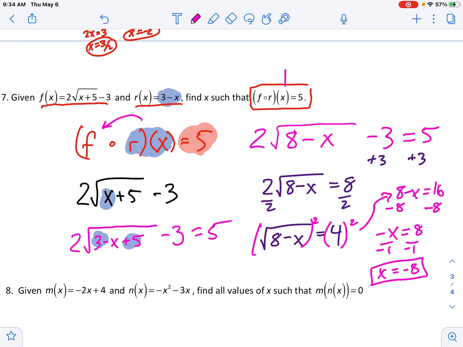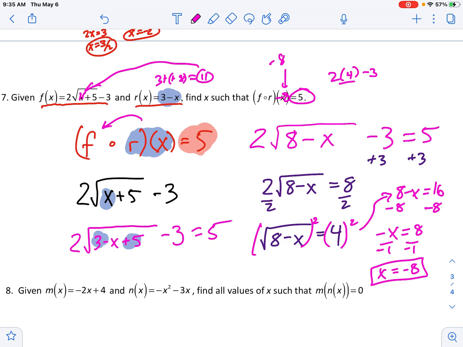So if x was negative 8, then f of r of negative 8 would equal 5. Right? And you could check it. You really could. Try it. What would f of r of negative 8 look like? r of negative 8 would be 3 minus negative 8. 3 plus 8 is 11. And then 11 you'd have to plug into here. So what's 11 plus 5? That's 16. 2 times the square root of 16, which is 4, minus 3. This is 8 minus 3, which does, in fact, equal 5.